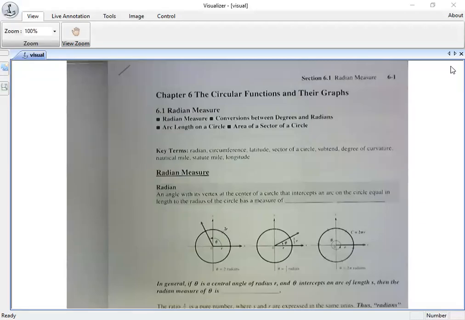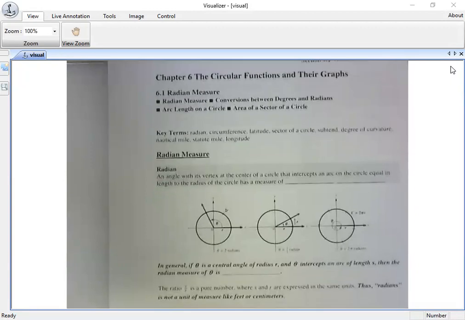As we talk about circular functions and their graphs, I told you to make sure you keep up with radian measure. I mean, in your calculator, that you pay attention to whether you're in radians or degrees.